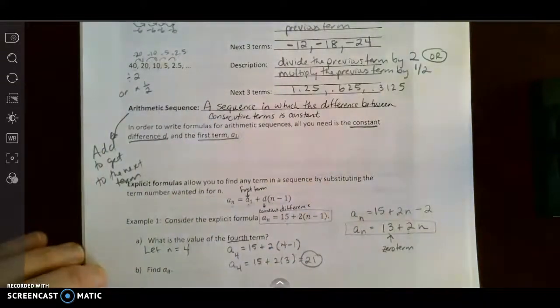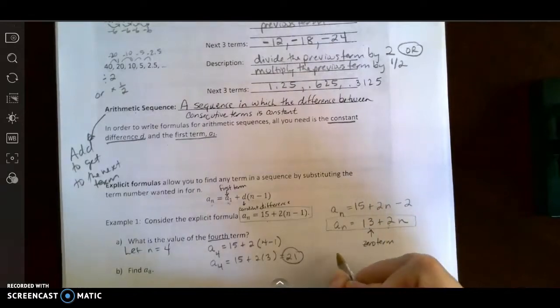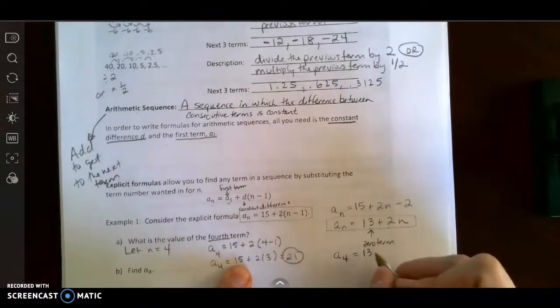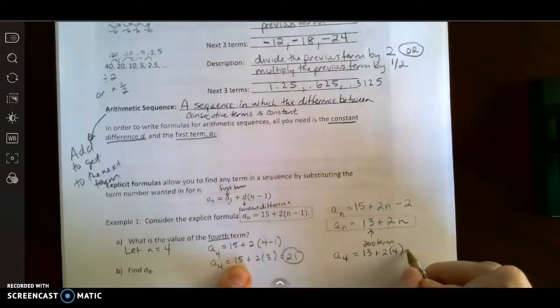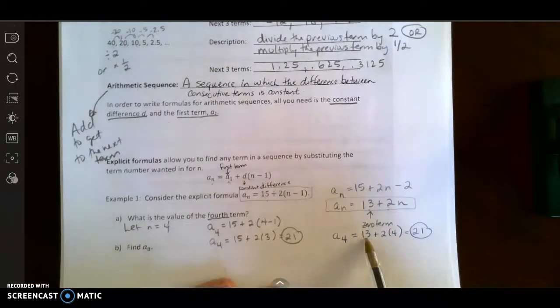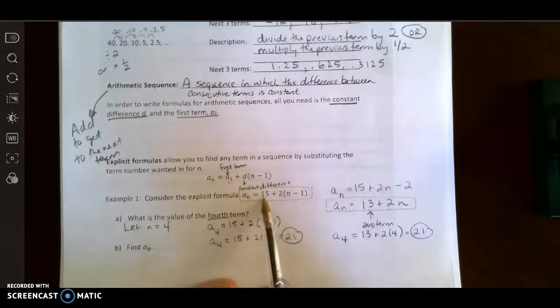Now, if I had wanted to, I could have used this formula here. I'm going to do it in a different color. And this would be a sub 4, still n is 4, is 13. Notice I'm starting a term back, plus 2 times 4. Now I get 13 plus 8, and I still get 21. And that's because I started a term earlier. So these formulas are the same. This one starts with the first term, this one starts with the 0 term.